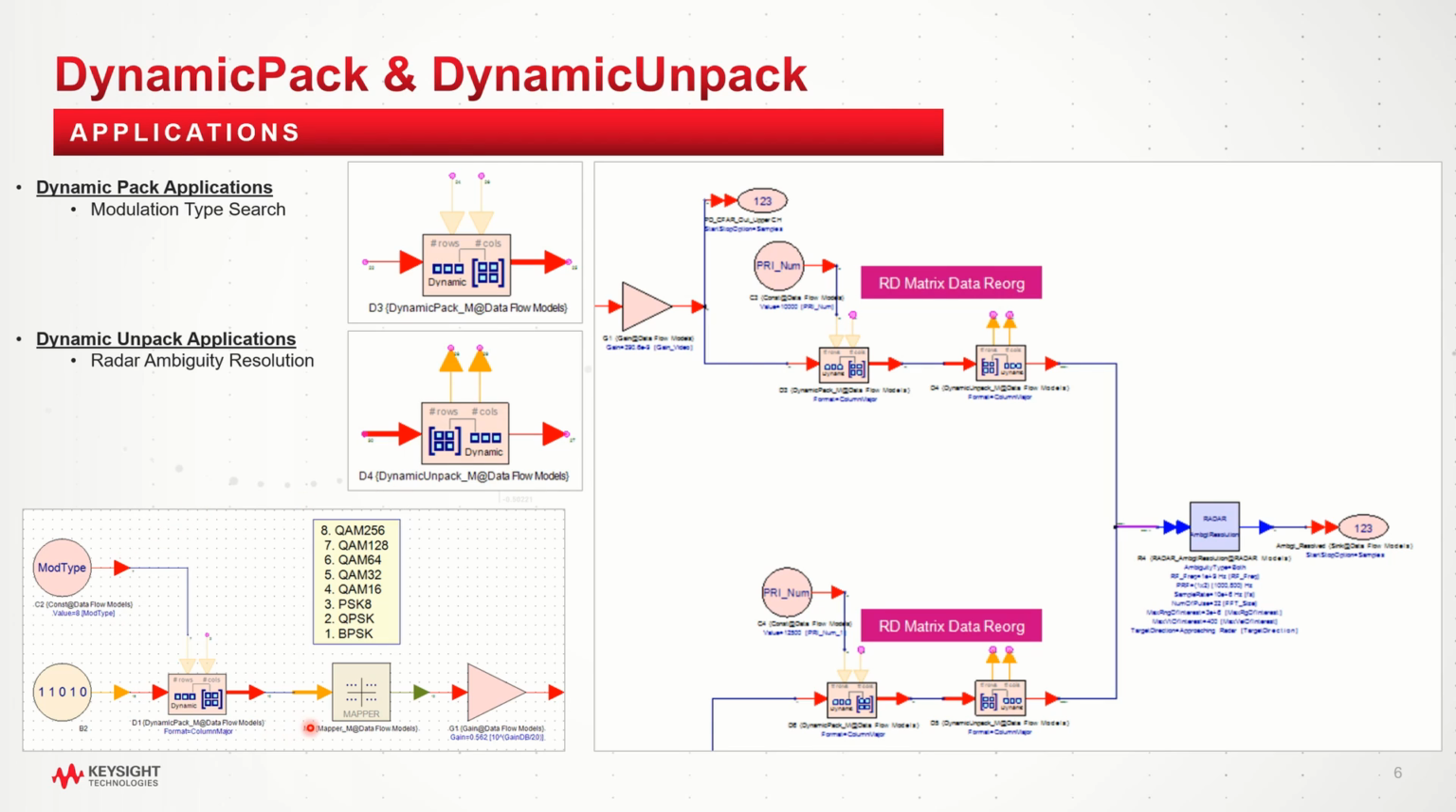But in this case, just to show you a few examples of other places that the pack and the unpack blocks can be used. This example is showing how you can search or select the modulation type, and you can see in this case we're using the dynamic pack block, which is selecting the modulation type based on the value that we choose for this constant here, and by so doing we can search and select the exact type of modulation format that goes into this mapper.